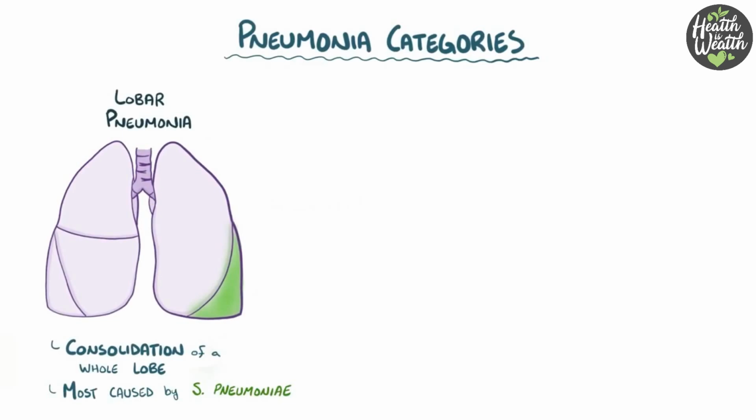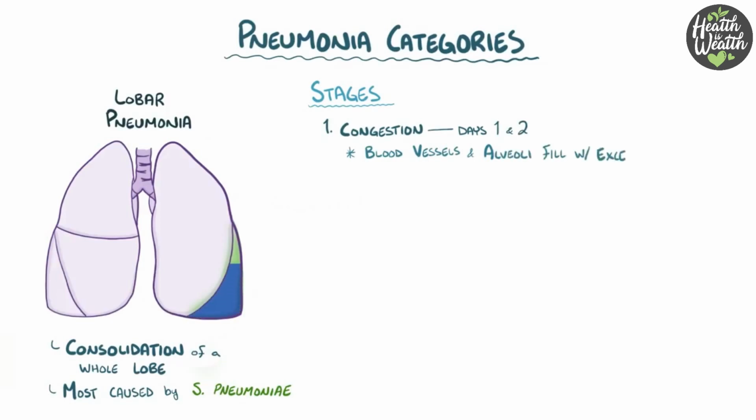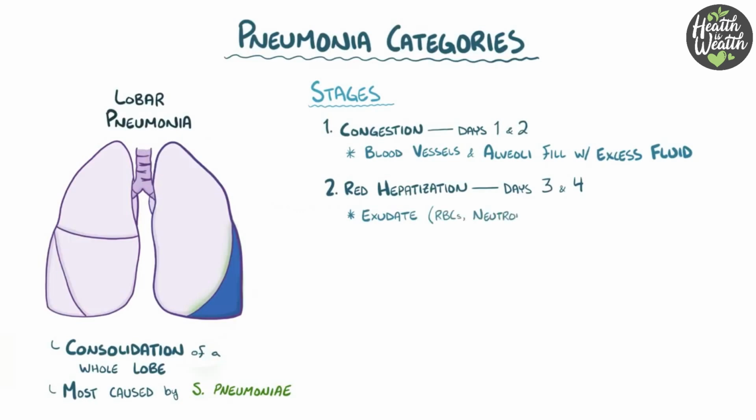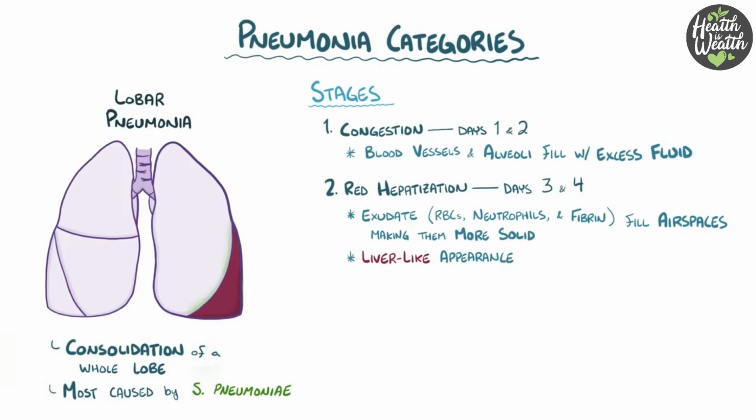Usually lobar pneumonia happens in stages. The first stage is congestion, and it happens between 1 and 2 days. This is where the blood vessels and alveoli start filling with excess fluid. The next stage is red hepatization, and it happens between days 3 and 4. This is where exudate, which contains red blood cells, neutrophils and fibrin, starts filling the air spaces and makes them more solid. The name hepatization refers to the lungs taking on a liver-like appearance from the reddish-brown color of the exudate. The third stage is gray hepatization, which happens around days 5 to 7.